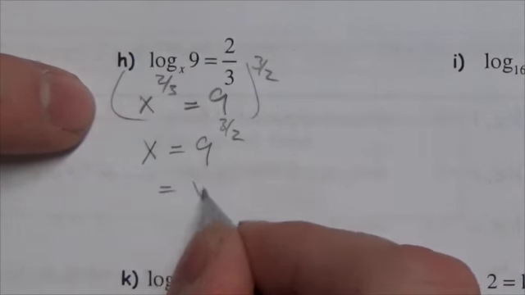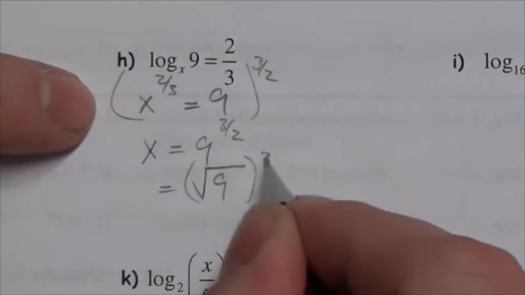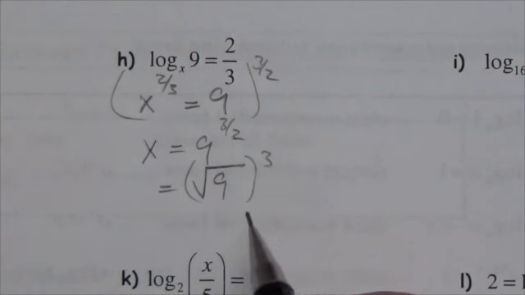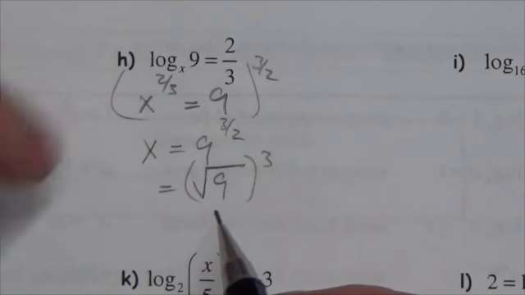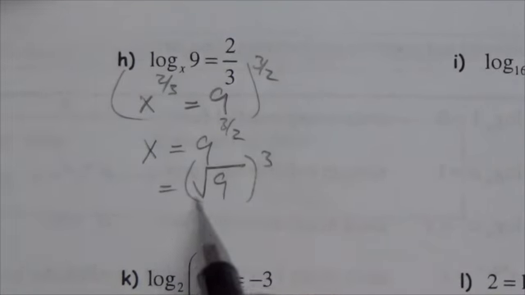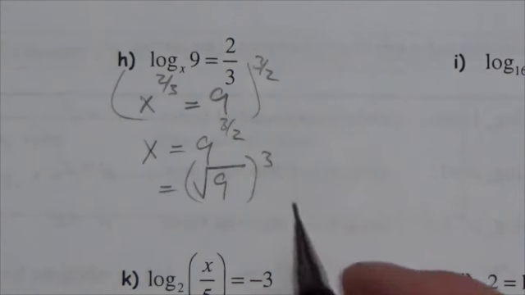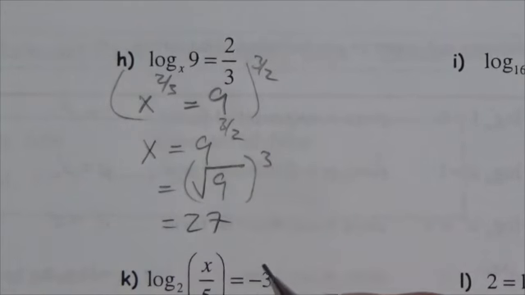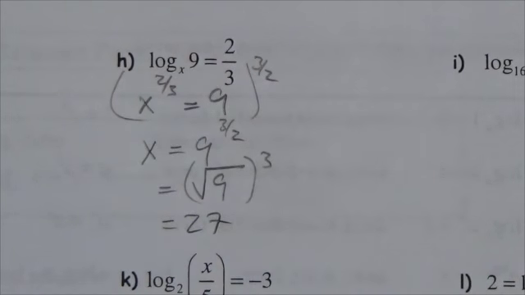So that is the square root of 9 cubed, and this is actually fairly straightforward. It requires a little bit less effort than some of the other things that we've done because it's more familiar. Because we know that the square root of 9 is 3, and then 3 cubed is 27. So in this case, the base here, x, is 27.